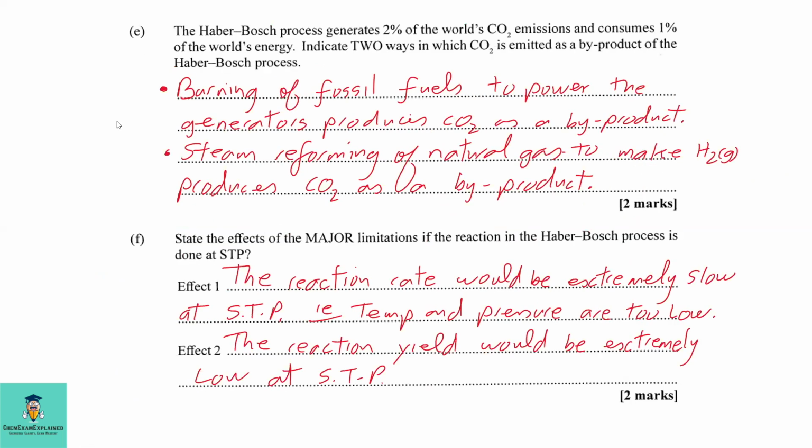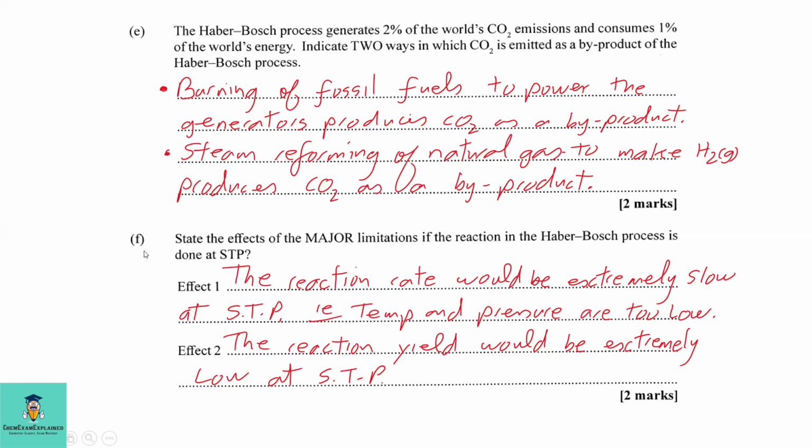Part E. The Haber-Bosch process generates 2% of the world's carbon dioxide emissions and consumes 1% of the world's energy. Indicate 2 ways in which carbon dioxide is emitted as a byproduct of the Haber-Bosch process. So burning of fossil fuels to power the generators produces carbon dioxide as a byproduct, as well as the steam reforming of natural gas. This is what we use to produce the H2 gas to react with nitrogen to form ammonia. So that process produces carbon dioxide as a byproduct as well.